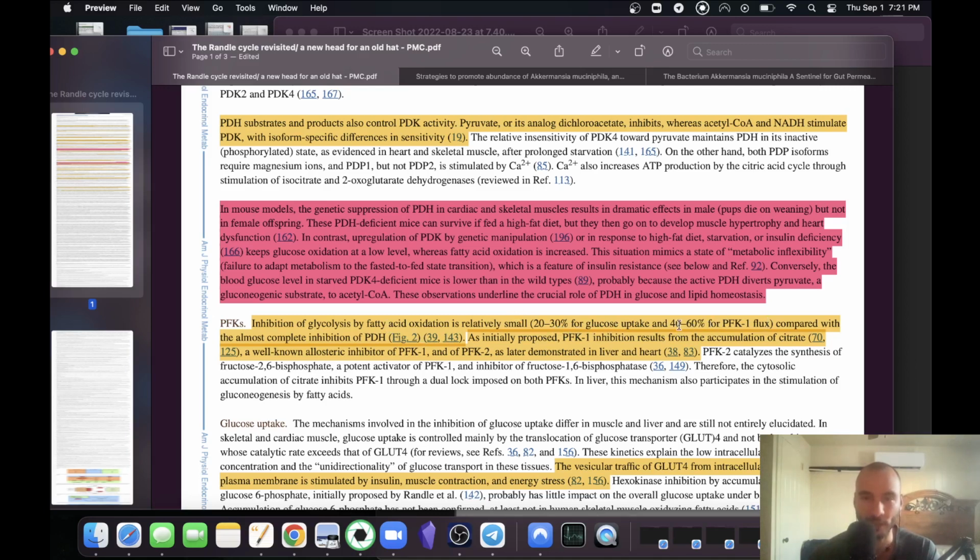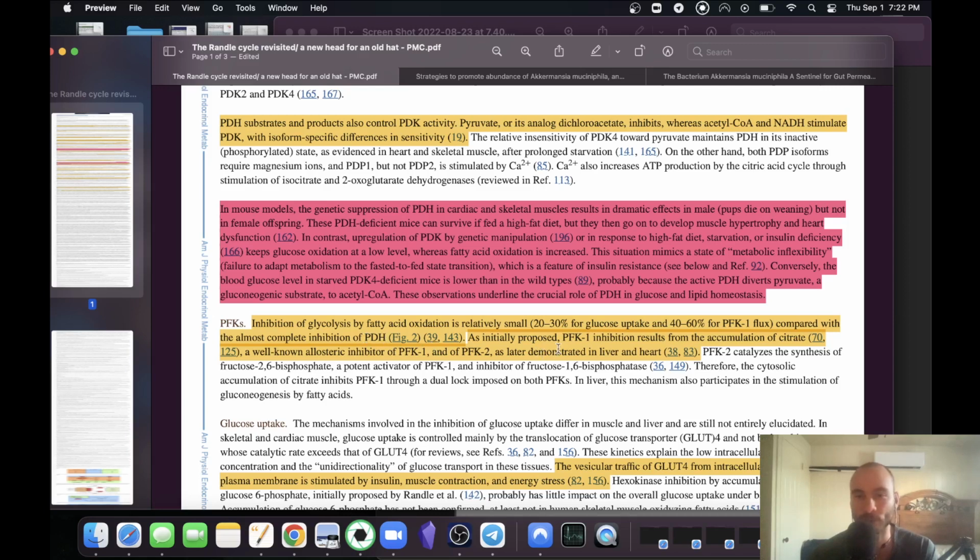So that's the flux, I think, of glucose 6-phosphate through this enzyme to create, I forget the other product that it creates in the glycolytic pathway. But it basically will block this enzyme, or decrease the flux of the substrate through the enzyme by 40 to 60%, and decrease that glucose uptake specifically by 20 to 30%. And again, this is compared with almost complete inhibition of pyruvate dehydrogenase.